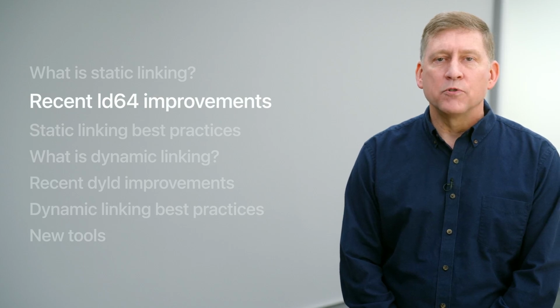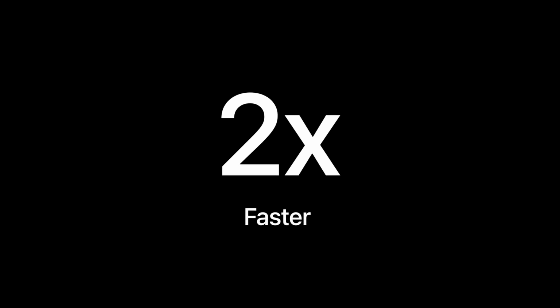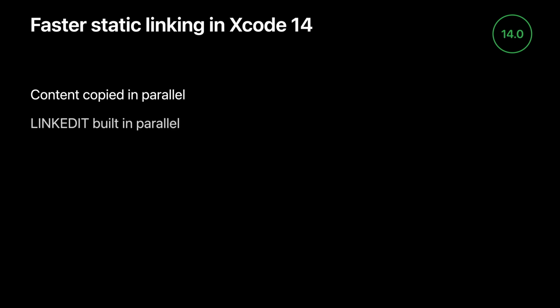Let's move on to recent improvements on Apple's static linker, known as LD64. By popular demand, we spent some time this year optimizing LD64, and this year's linker is twice as fast for many projects. How did we do this? We now make better use of the cores on your development machine. We found a number of areas where we could use multiple cores to do linker work in parallel. That includes copying content from the input to the output file, building the different parts of LINKEDIT in parallel, and changing the UUID computation and code signing hashes to be done in parallel.